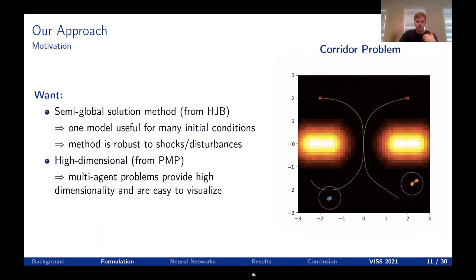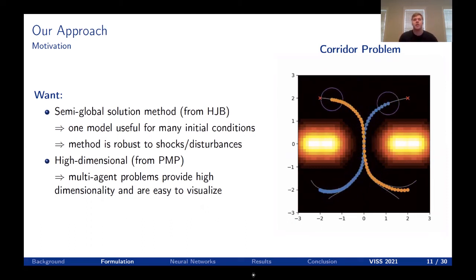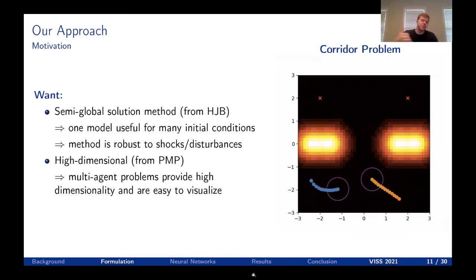Remember the issue with HJB was that it doesn't work well in high dimensions. So that's where we're going to leverage the neural network aspect so that we can scale to higher dimensions. And we're going to use some of the benefits from the PMP in order to do that.